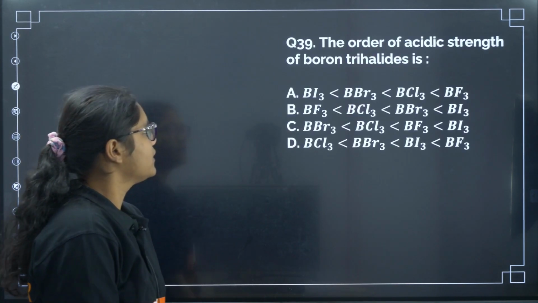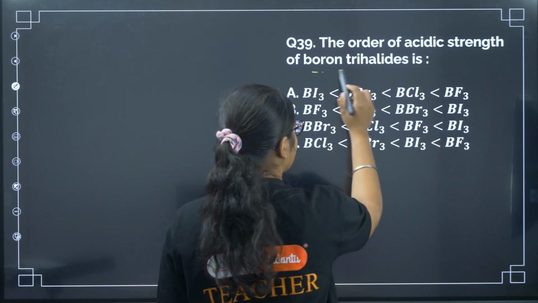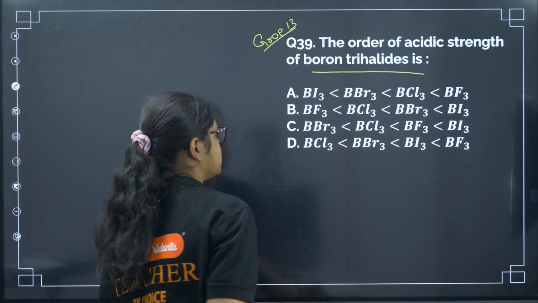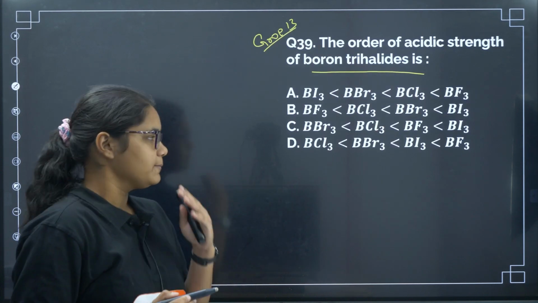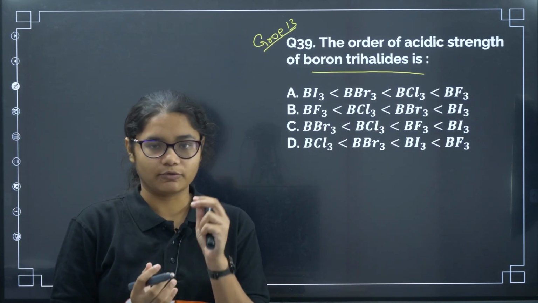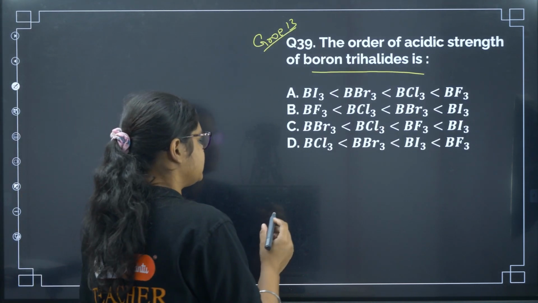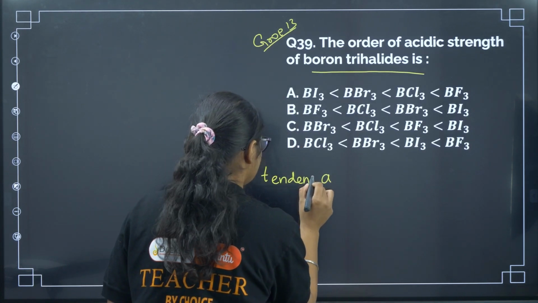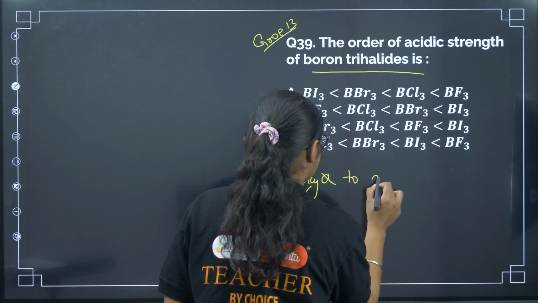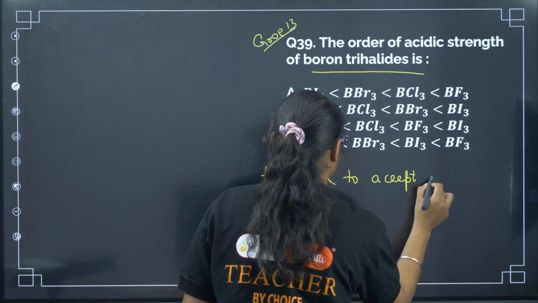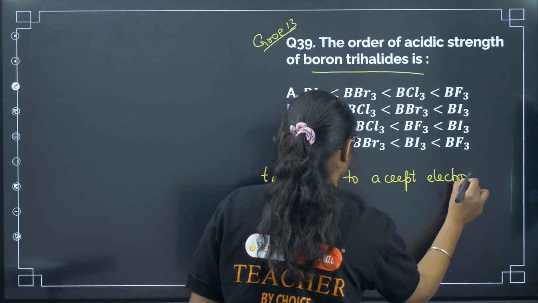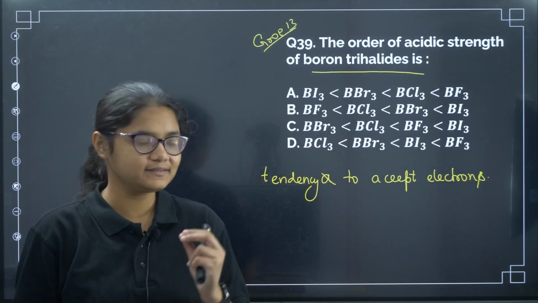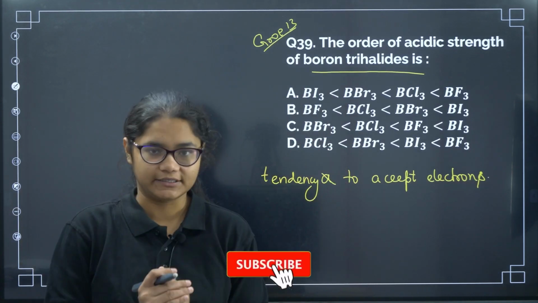Okay, next, the order of acidic strength of boron trihalides. This is also from your group 13. Okay, this question is an important one. Please listen here. What is the acidic nature depends on? What do you mean by acidic property? Acidic property means the tendency to accept electrons. Tendency to accept electrons is called acidic nature, right?